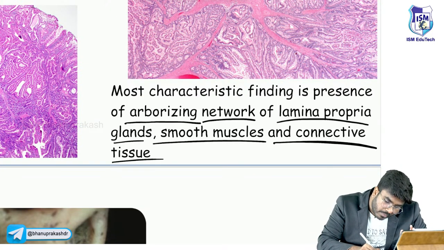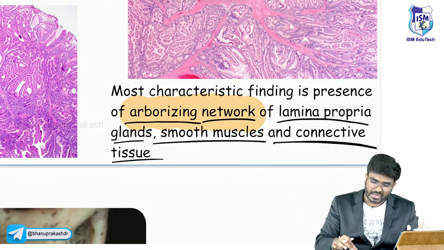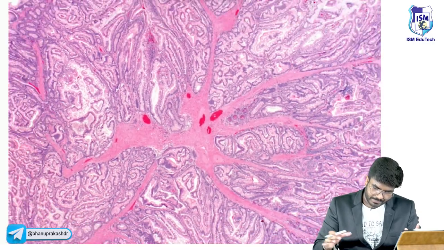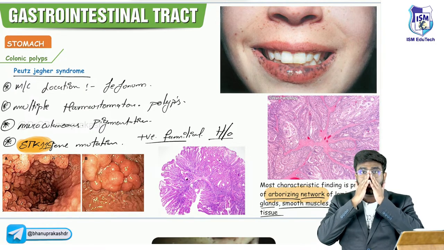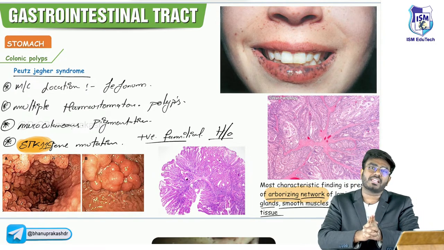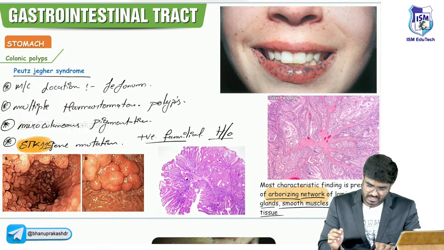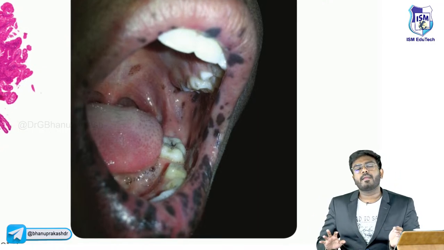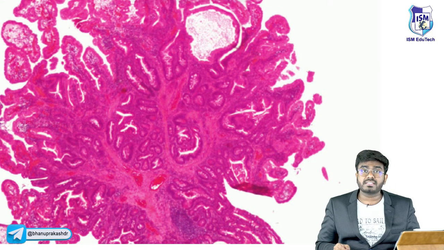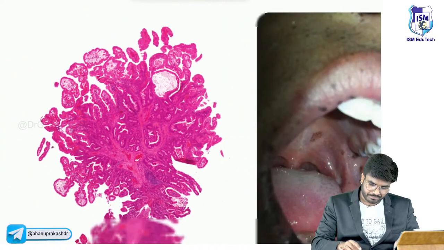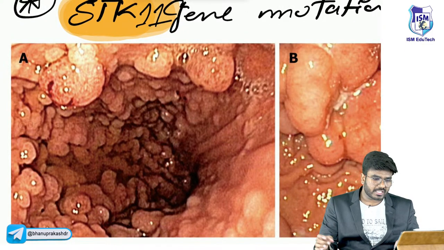This detail is not important. This term is important: arborizing network. Arborizing network means like branches. Look here, how beautiful it is, but the condition is not beautiful. In Peutz-Jeghers syndrome, what are you going to see? You are going to see hamartomatous polyps, non-neoplastic polyps. What is the most common site? Jejunum. The patient is going to have mucocutaneous lentiginosis. Here also is a classical image of mucocutaneous pigmentation, and here also the arborizing network is seen in the biopsy.